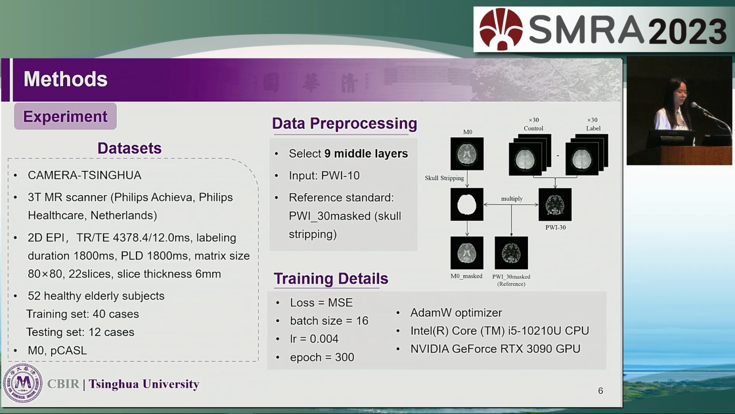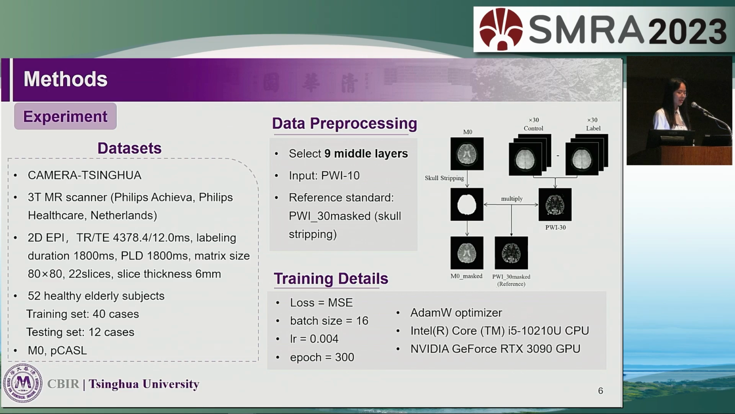This page is focused on the experiment details. Our data comes from the Camera Tsinghua project, which contains Picasso and M0. There are 52 healthy elder subjects, and we divided 40 cases into the training set and the other 12 into the testing set. During the data preprocessing, we selected the middle 9 layers where the brain structure can be clearly seen.